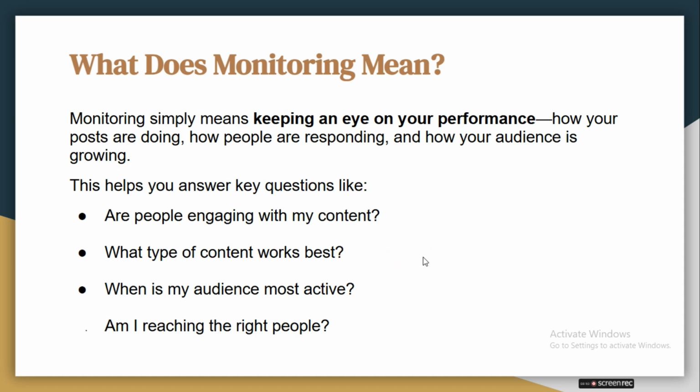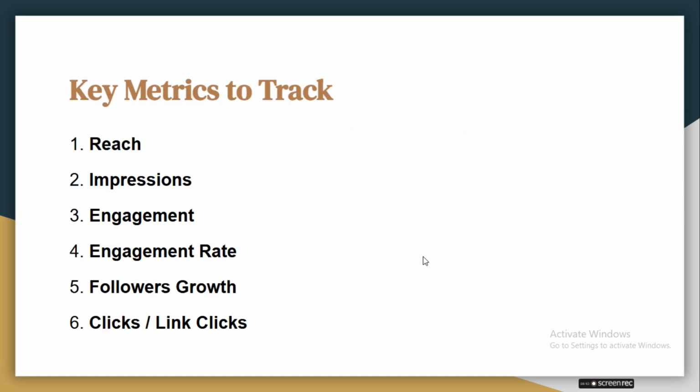Key metrics to know. Here are the most important social media metrics you should pay attention to. 1. Reach. How many people saw your post? Tells you how far your content is spreading. 2. Impressions. How many times was your post shown? Different from reach, one person could see your post multiple times. 3. Engagement. Likes, comments, shares, and saves. High engagement equals people find your content interesting or helpful.